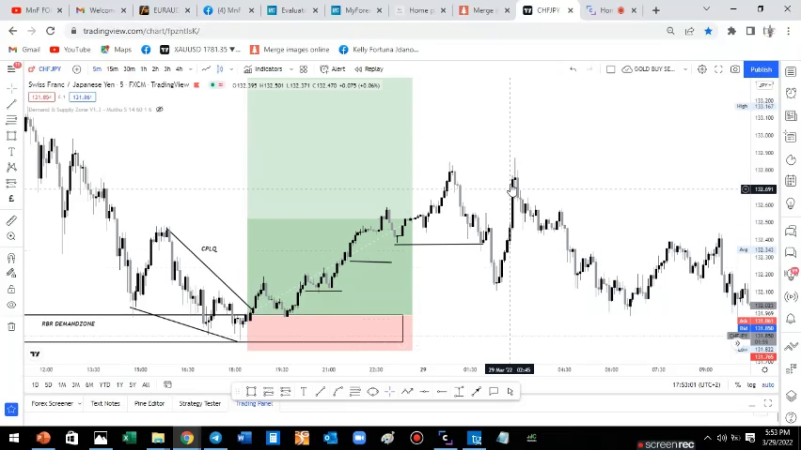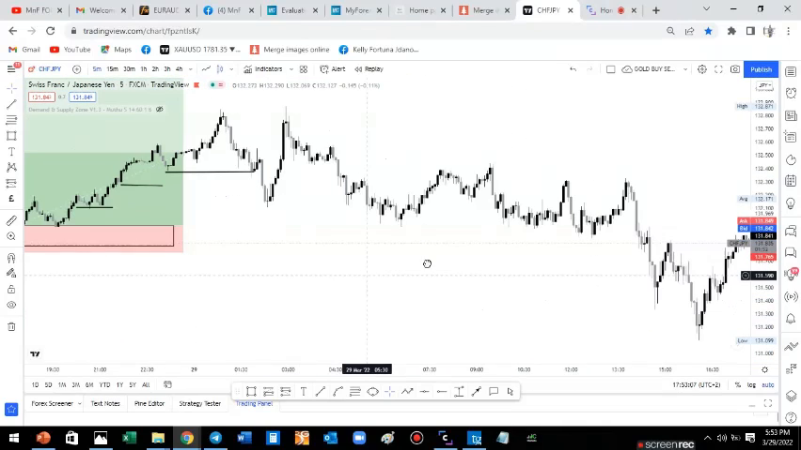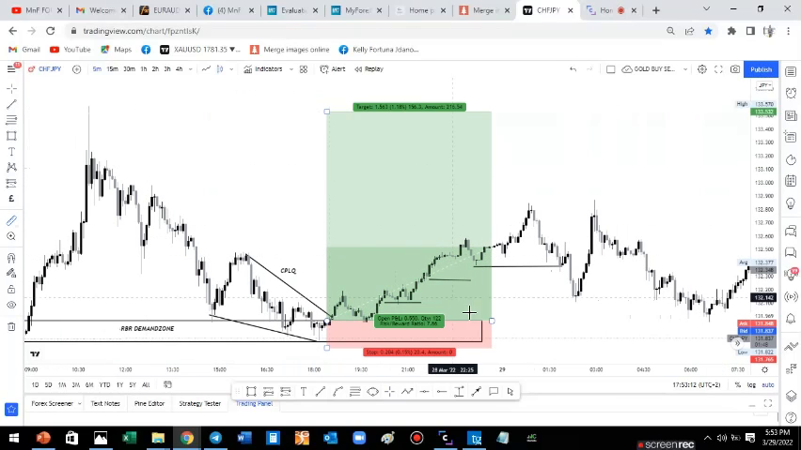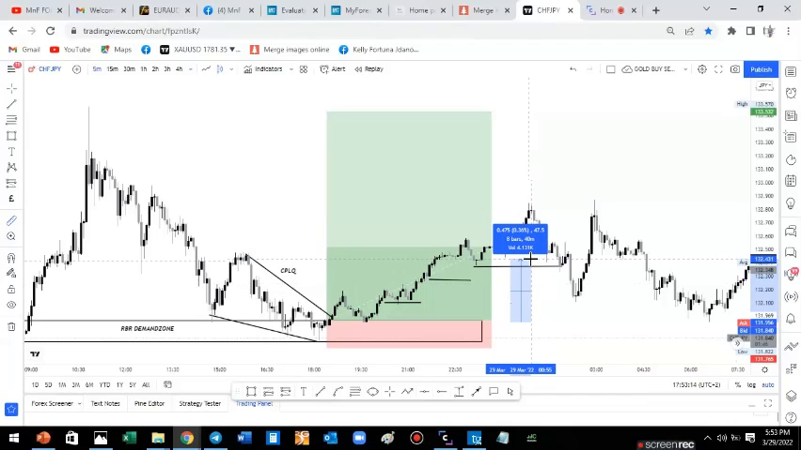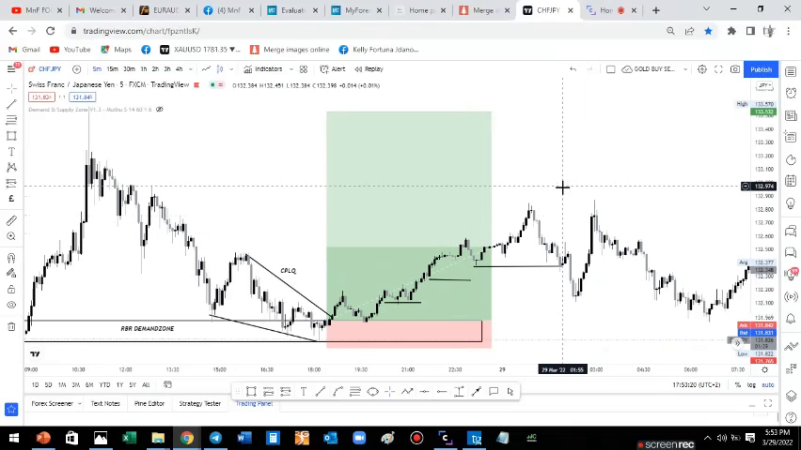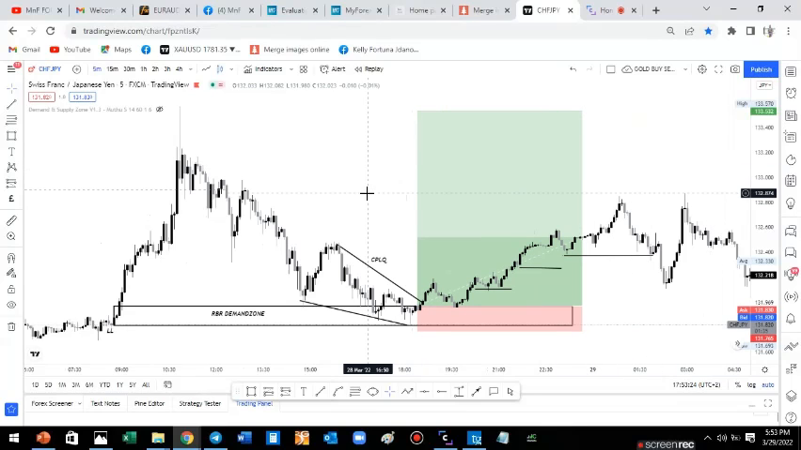Okay, and guess what happened? The market went and created a double top here, and we saw the market going down. So at least you'd have walked away with how many pips? Let me just calculate here. You'd have walked away with about 40 pips, which is actually better than getting out of this trade with a loss. So you guys, I hope this is very, very clear.